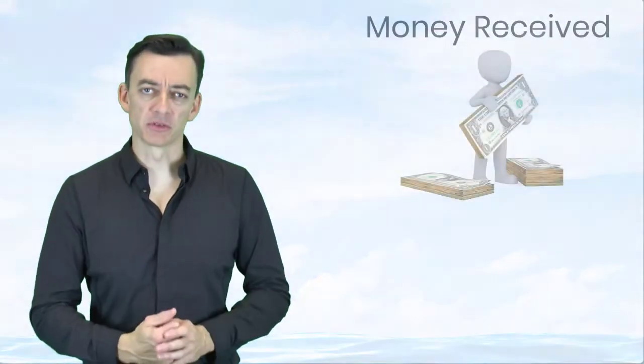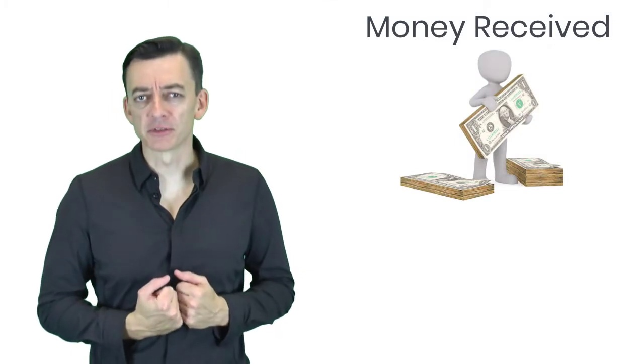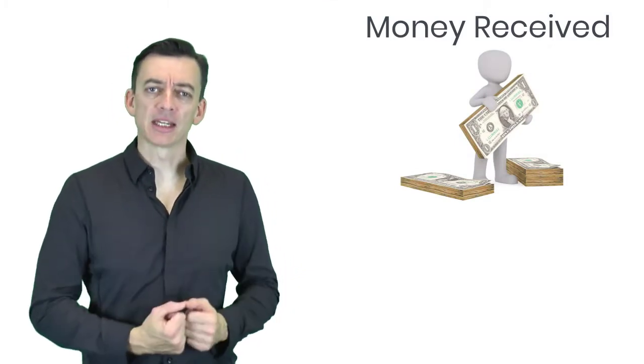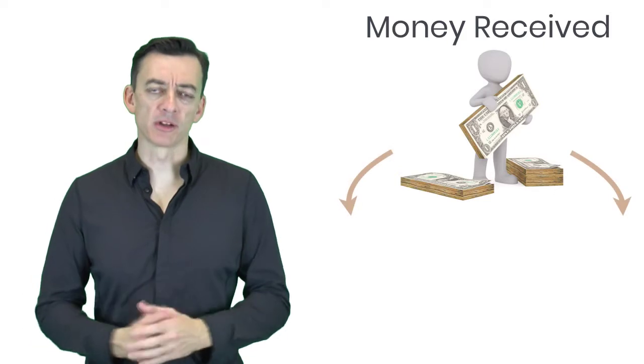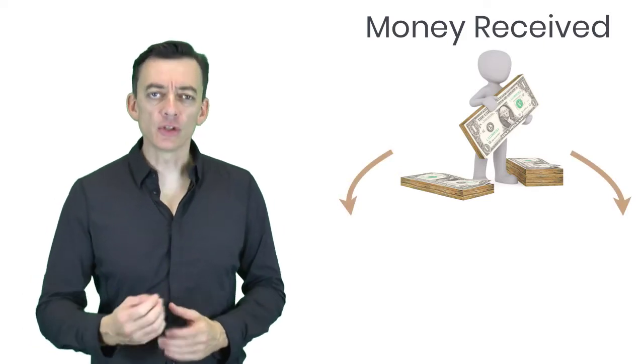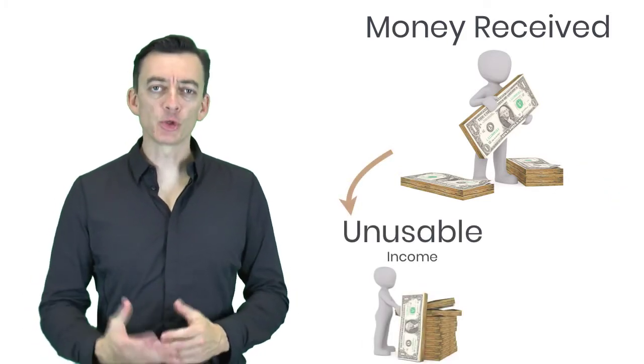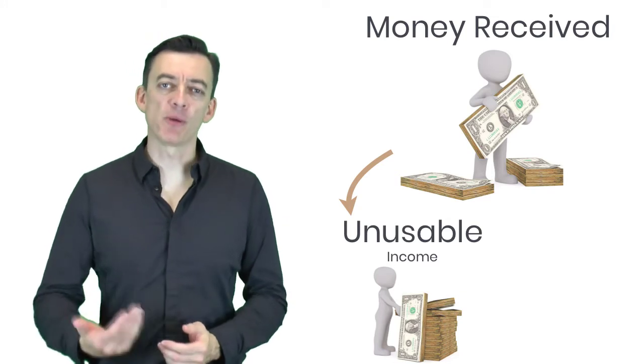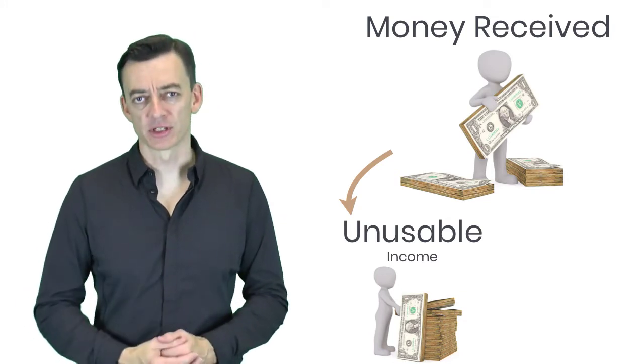And if we describe the money that we get in our bank account not as income, but as money received, it's just simply money we've received. Then we take that money and we divide it into two buckets or two piles. The first is unusable income. This is money you cannot use because it does not belong to you, does not belong to the business.